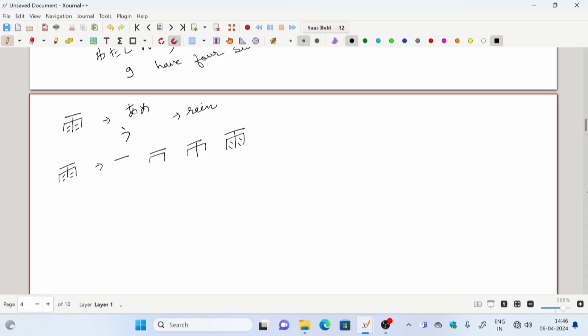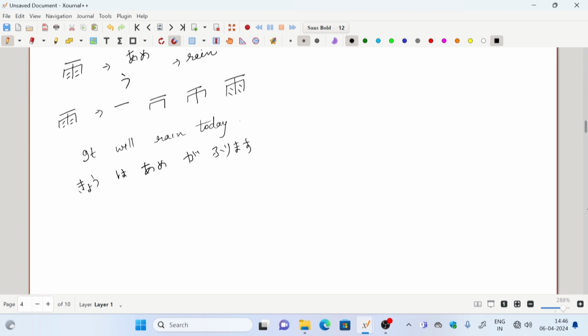Let's make a sentence using ame. It will rain today. So today is kyo. Kyo wa ame ga furimasu. Ame ga furimasu means to rain. So instead of ame in hiragana, we can write the kanji. Kyo wa ame ga furimasu.